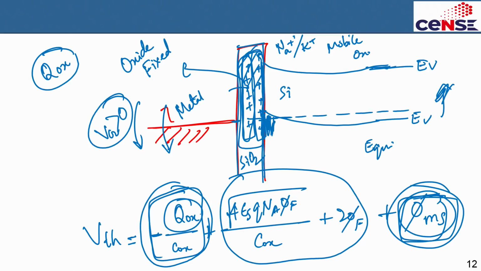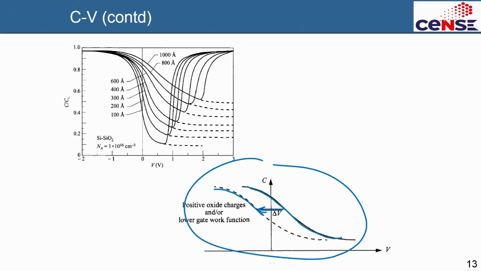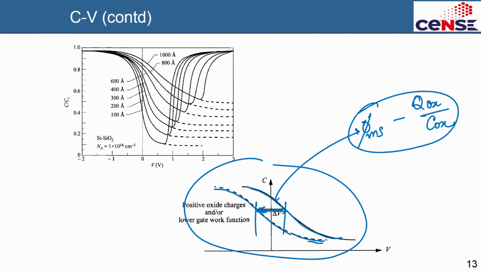For example, if this net quantity is negative, then you see this plot here. This black one was actually the ideal capacitance curve, but it has been shifted, and you get this real practical curve like that. This shift is due to the metal semiconductor work function difference and also the charged oxide charges. If these were not there, then you would have gotten this ideal curve here.